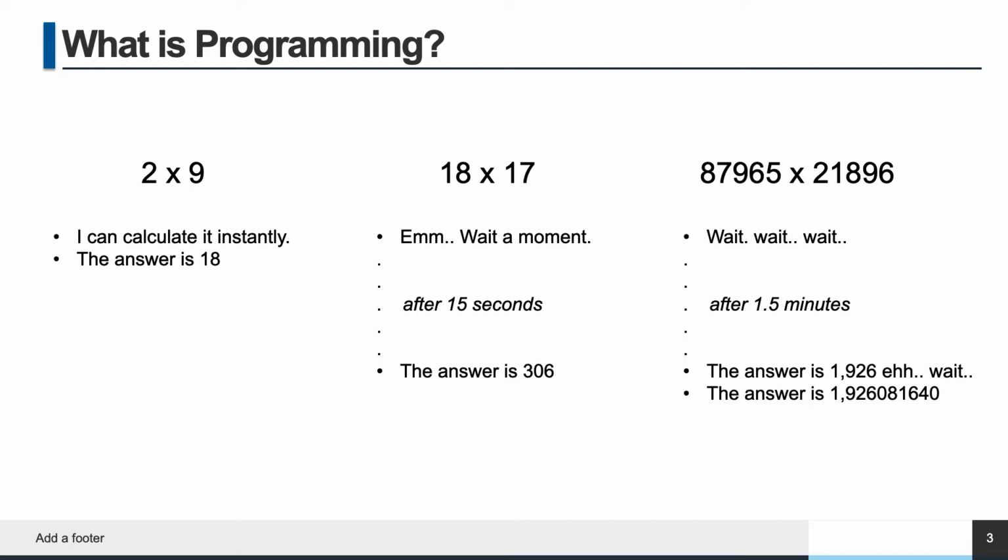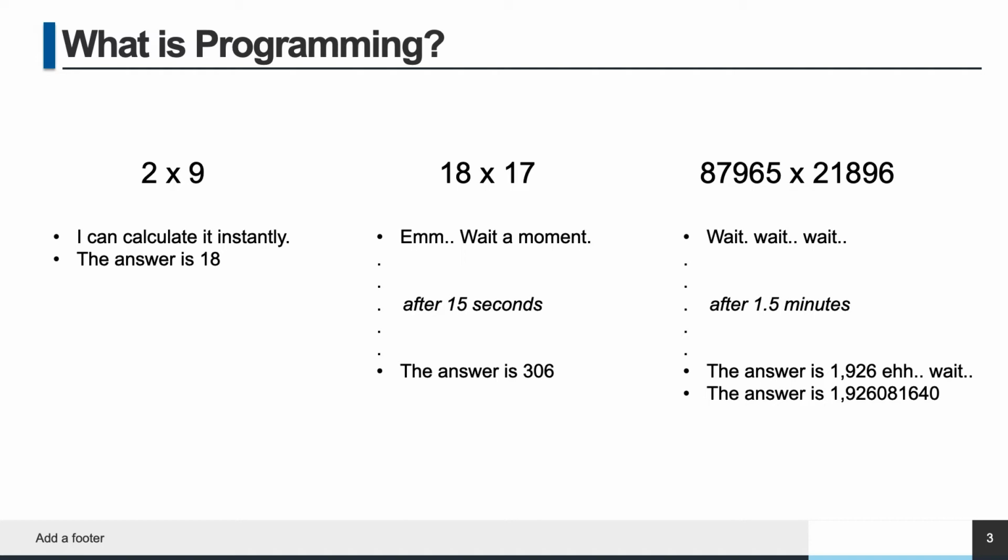Now, let's multiply a two-digit number with another two-digit number. Say 18 times 17. Wait a moment. After 15 seconds, I can get the answer of 306. I have to do it manually. It may be a little bit hard, and we need more time to get the result.